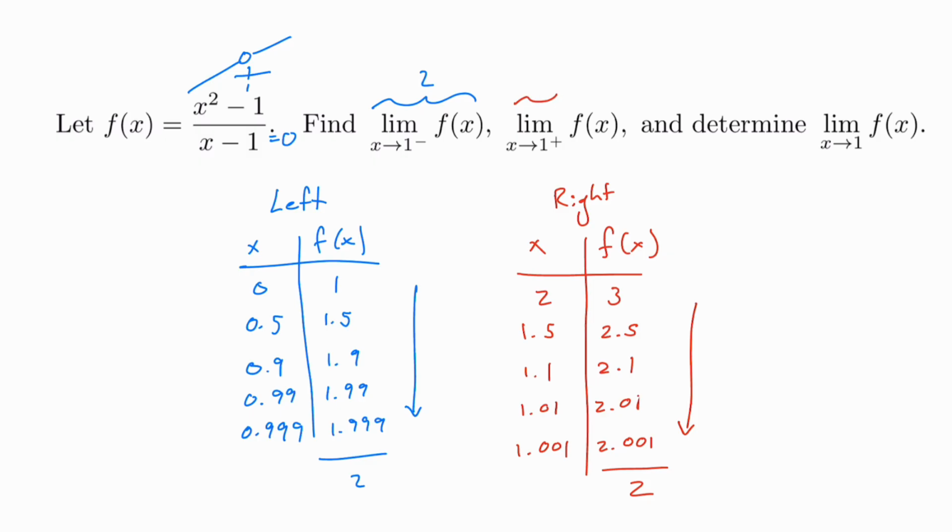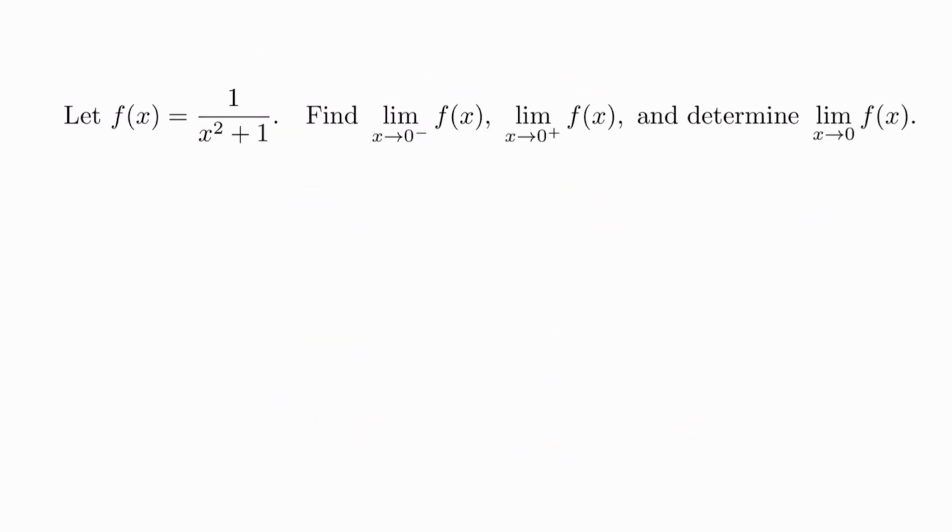So our right-handed limit will be 2. And our tables and graph align here. It looks like we've got a hole at 2. Since our left and right-handed limits agree, our total limit will equal 2. And finally, this is our last question of these kinds of problems.